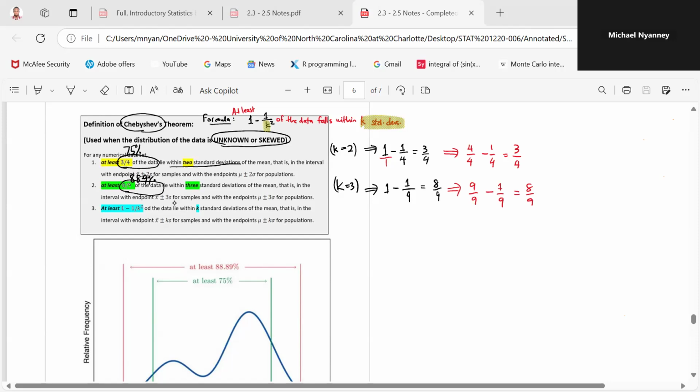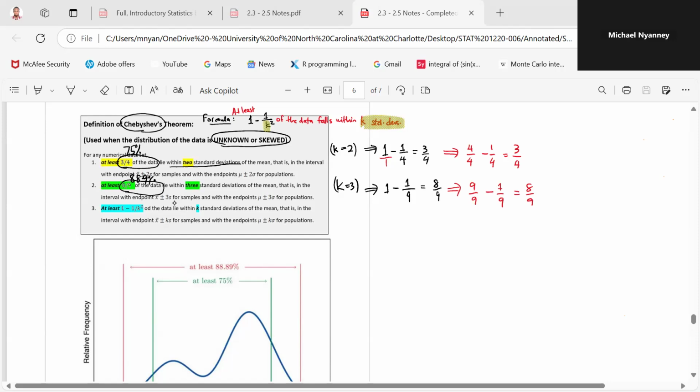If you go 3 standard deviations and apply the rule, then you're going to have at least 8 over 9 of our data set falling within this interval, and so forth. So the formula is "at least." "At most" will be the opposite of it. If at least 3 over 4 of our data set falls within 2 standard deviations of the mean, then at most 1 over 4 of our data set falls outside this interval. It is not within this interval. That is the whole concept of Chebychev's theorem.